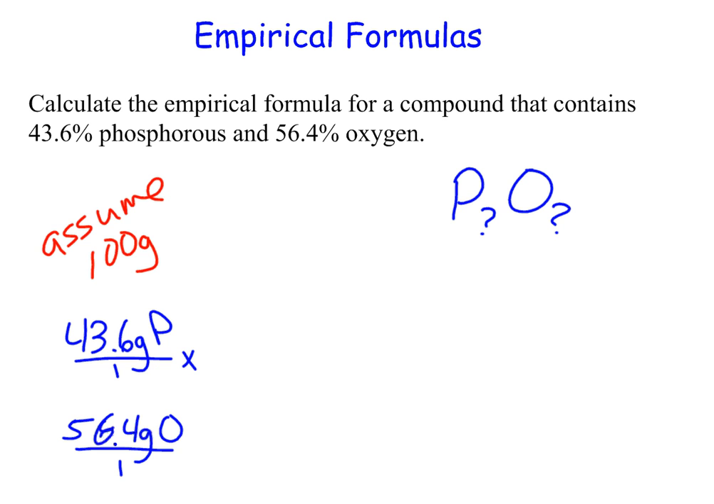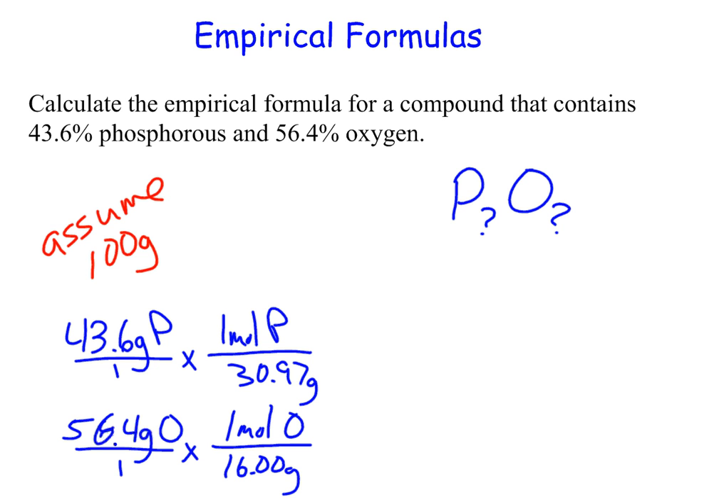So I'm going to convert each of these to moles. We use our periodic table, and we're going to convert our grams to moles. And that gives us 1.41 moles of phosphorus and 3.53 moles of oxygen. Okay, now that's not bad. At least now we have a mole ratio. So we could go ahead and try to put that in up here, 1.41 and 3.53.